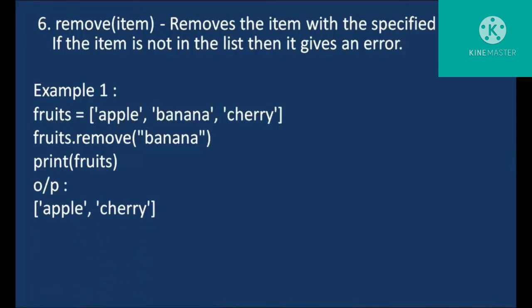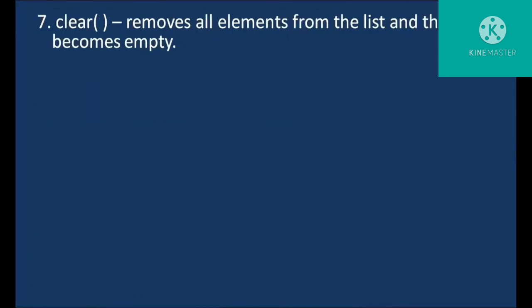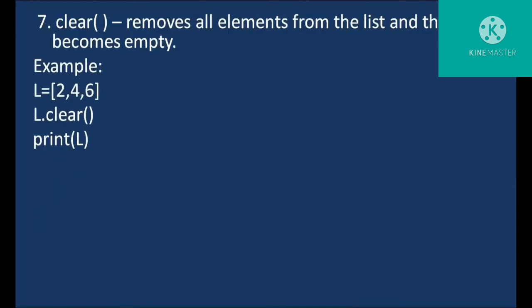ओके, नाउ नेक्स्ट फंक्शन इज clear. What does this function do? It removes all elements from the list and it becomes empty. So if I have a list L equals to 2, 4, 6, L dot clear, print L. After that, print L, and see the output, it is empty now. Okay, so it gives me the empty list here.